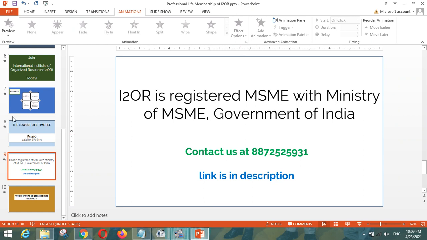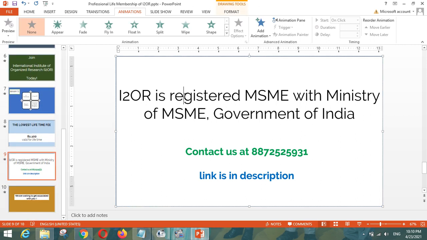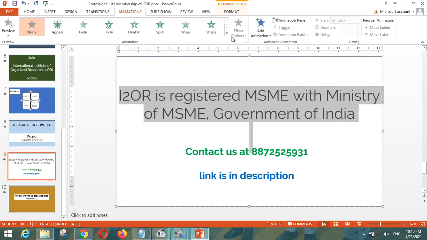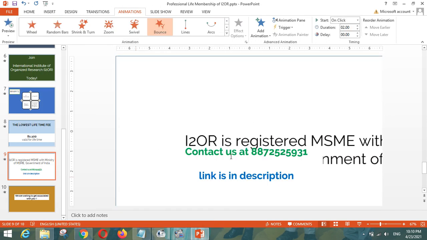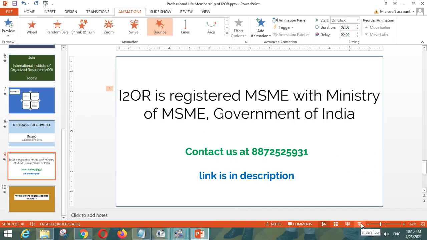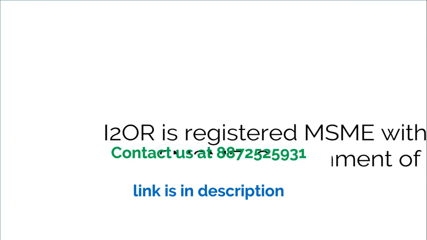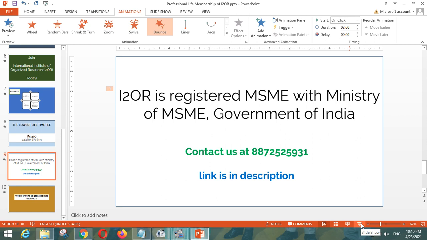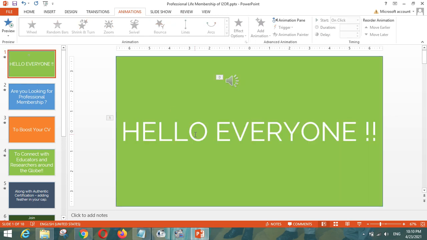So this means you can give a different animation style for different text. Suppose I am going to select this, and I have selected bounce. So let us again go to the slideshow and see what is happening there. So this animation style is applied to this particular slide. There are other options in the animation as well.